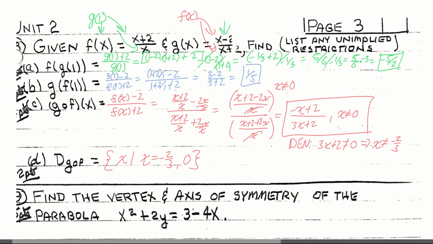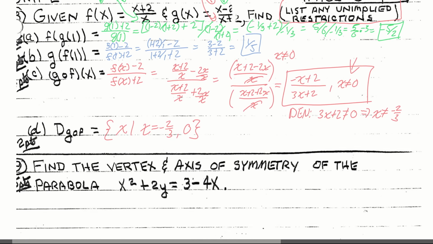And really make sure to list all unapplied restrictions as well. So that's why I list that x right there. x cannot equal 0. Right. Move on to the next problem.